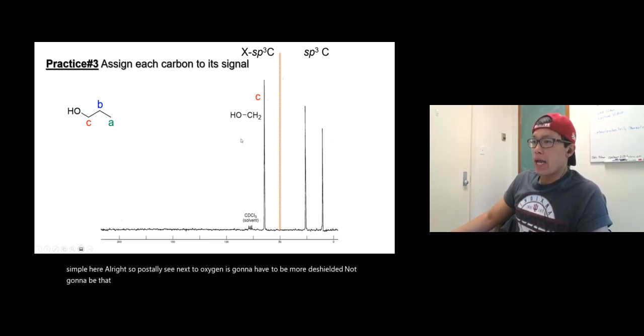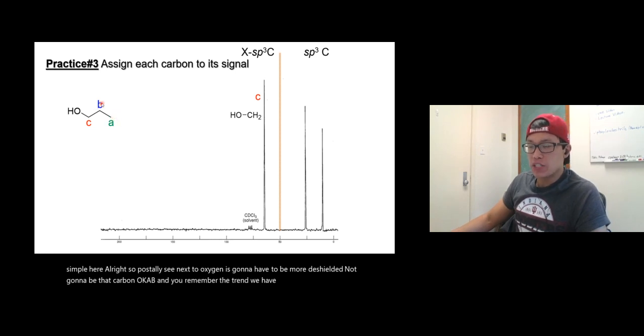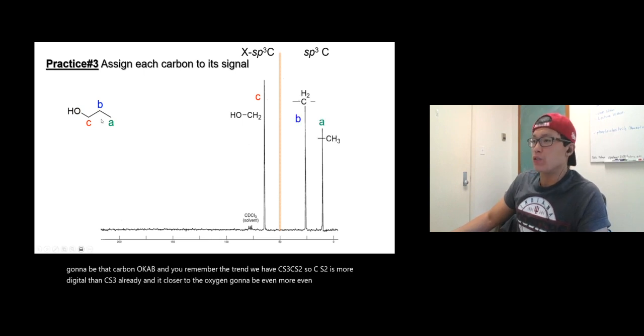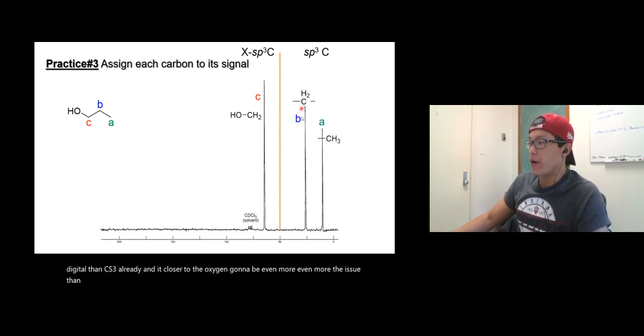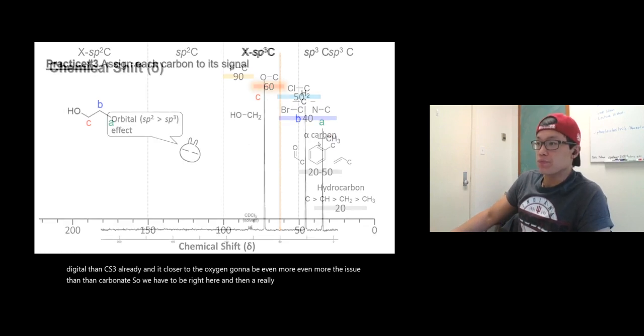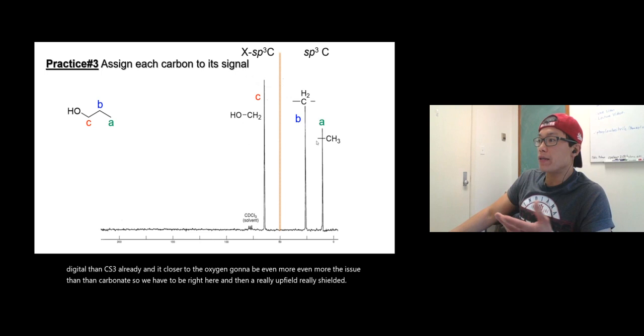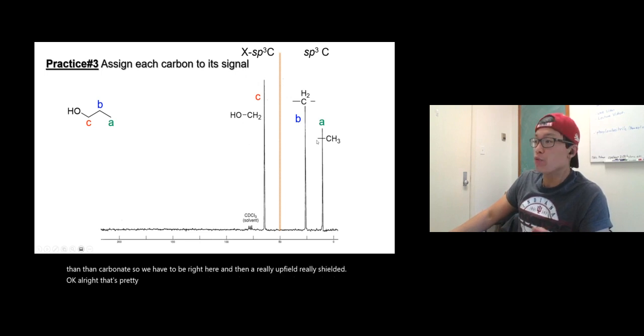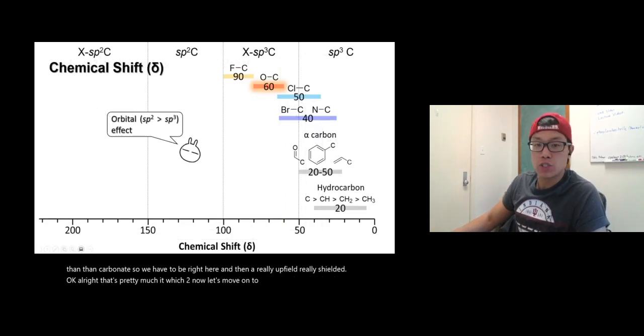A and B. And you remember the trend, we have CH3, CH2. So CH2 is more deshielded than CH3 already, and it's closer to the oxygen, so it's going to be even more deshielded than carbon A. So we have B right here, and then A is really upfield, really shielded. That's pretty much it. Region number two. Now let's move on to region number three. Talk about sp2 carbon.